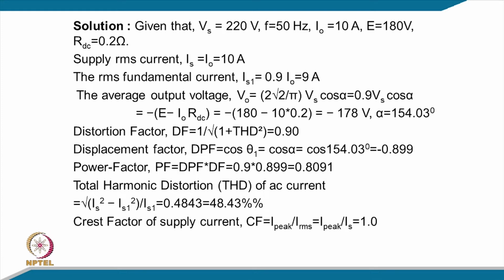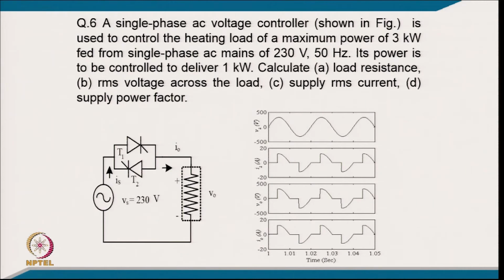And distortion factor will be 1 upon root of 1 plus THD square. So, keeping THD here 0.4843, it comes 0.9, and displacement factor cos theta 1, that comes cos alpha, putting the value it comes minus 0.899, and power factor will be your displacement factor times distortion factor. So it comes 0.8091, and total harmonic distortion, because it is a square wave, putting the value it comes 48.43, and crest factor is peak upon RMS, that is 1. So, in this case also crest factor is 1, which is less than a sine wave, where it is root 2, 1.41.